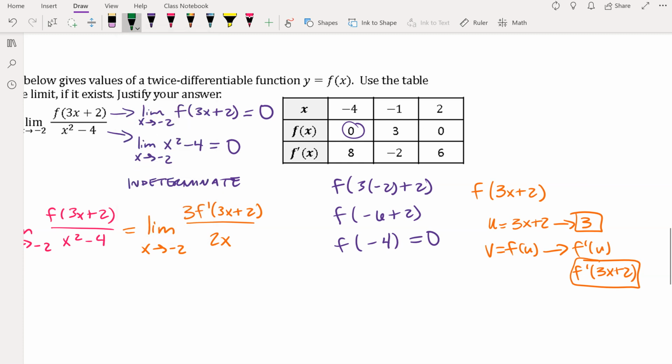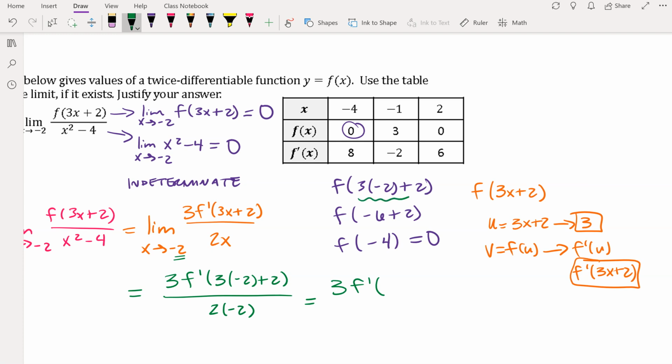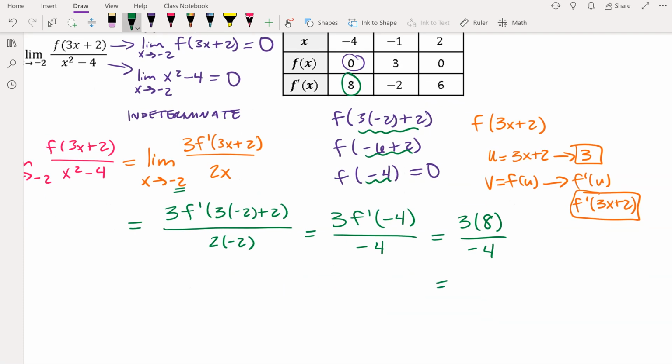Sweet. Let's try plugging in to solve. We're now solving the limit. 3 f prime of 3 times negative 2 plus 2, over 2 times negative 2. We already did this, y'all. We went through all of this over here. So I know that turns into negative 4 over negative 4. All right, f prime of negative 4 is 8. So we have 3 times 8 over negative 4. That equals 24 over negative 4, which finally simplifies to negative 6.